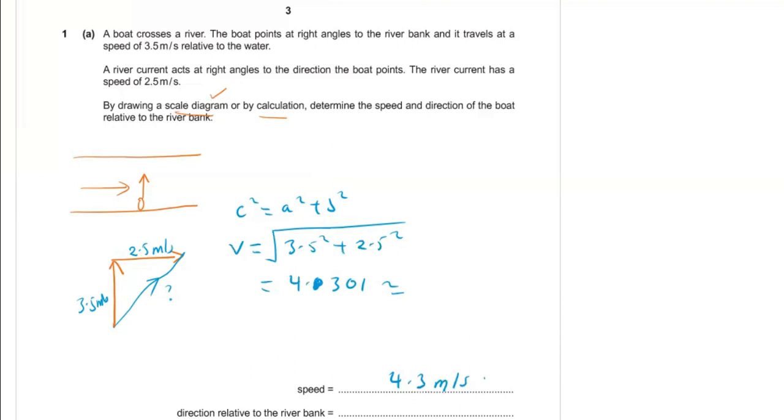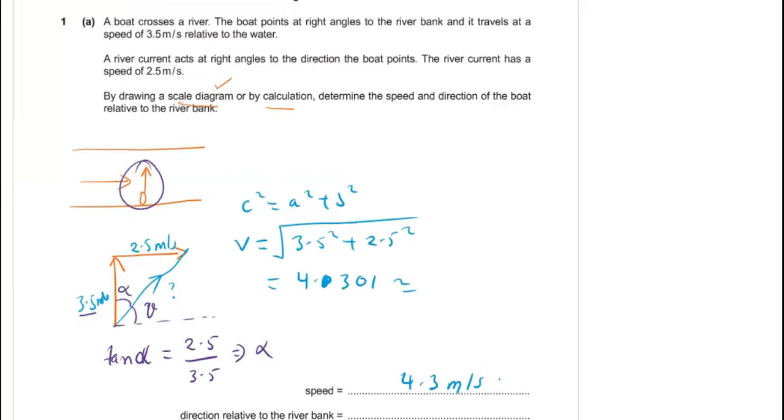The direction relative to the riverbank, that means we look for the angle. From this diagram here, you can see the riverbank is along this particular part. That means we are looking for this angle here, this angle theta. That is what will give us the direction relative to the riverbank. But you can find this angle, which I can call alpha. This angle is adjacent to 3.5 but opposite 2.5, meaning I can use tan here.